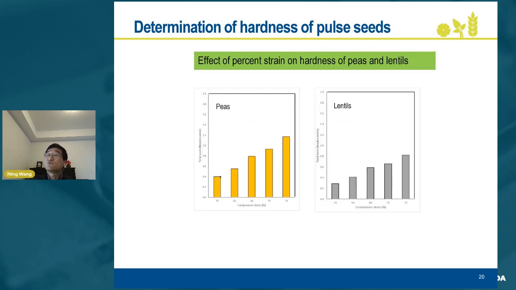We also investigated the effect of percent strain, how much percentage you compress, on the hardness. You can see here, just to give you an example, pea and the lentils. Increasing the percentage of strain generally increases the hardness of pulse seed. We found that all the samples showed a significant difference in hardness at 70% strain. Therefore, in our study, we selected 70% strain for all the rest of the tests.